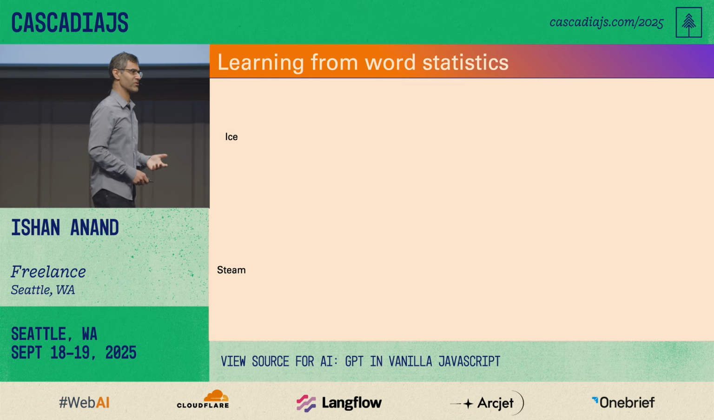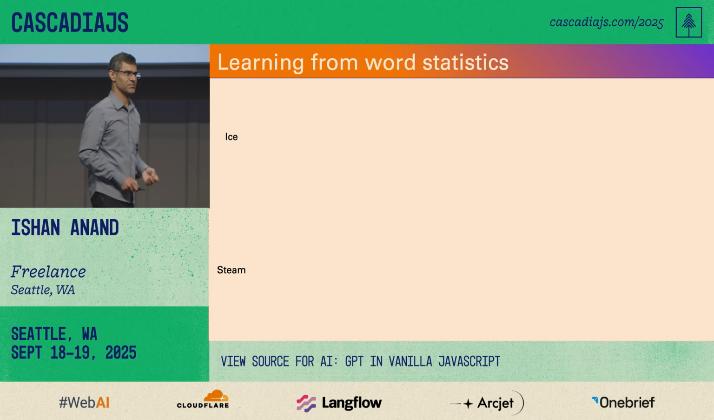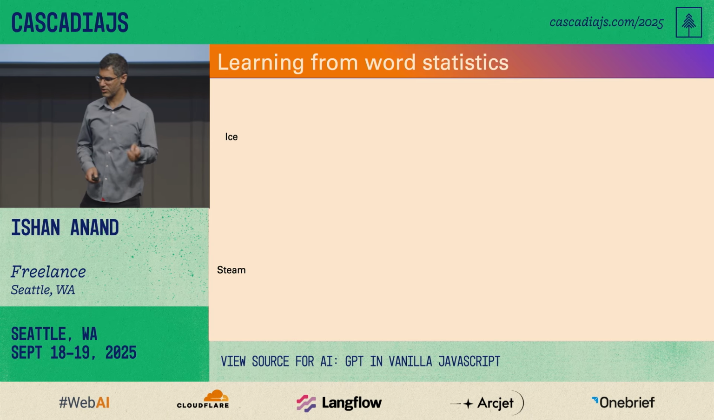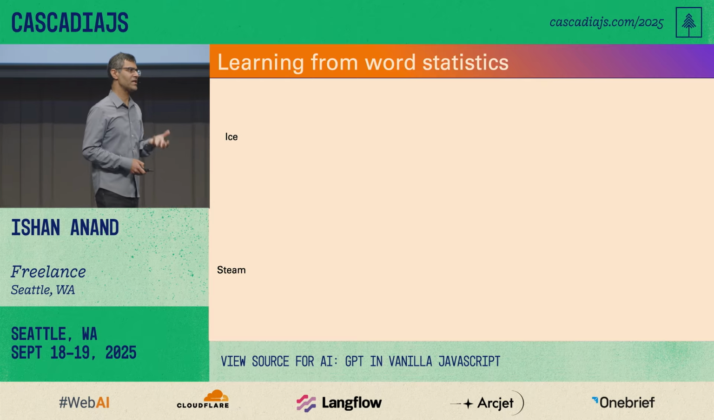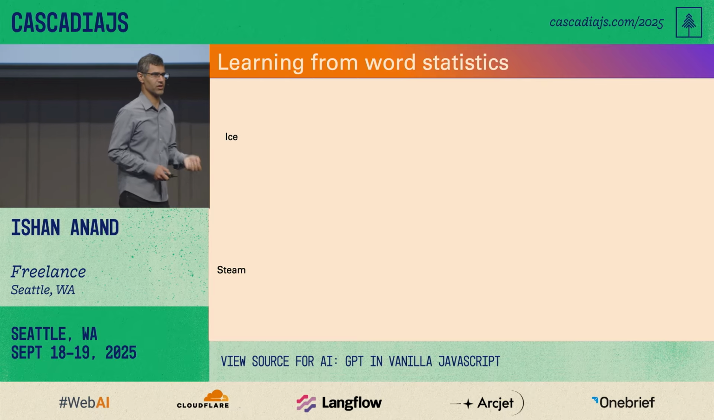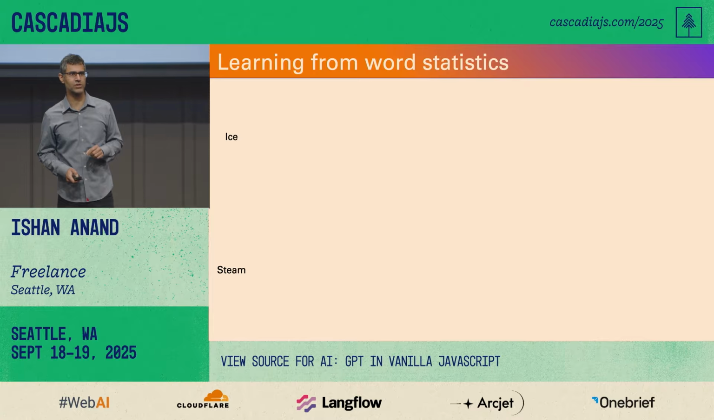So one thing you might be wondering is, where the heck do these embedding values come from? And the unsatisfying answer is, they're learned by the model through a bunch of algorithms. But we can get a kind of intuition about what the model's doing, and that's learning from word statistics.